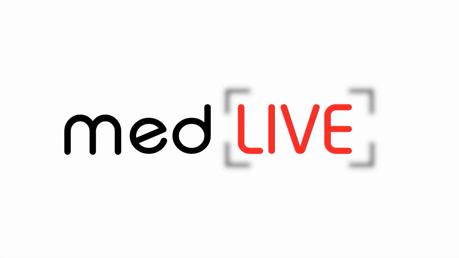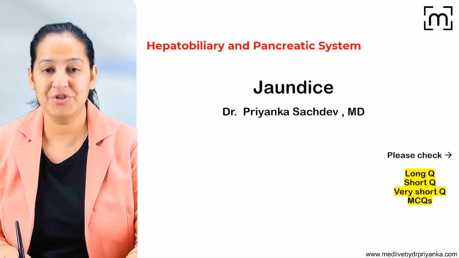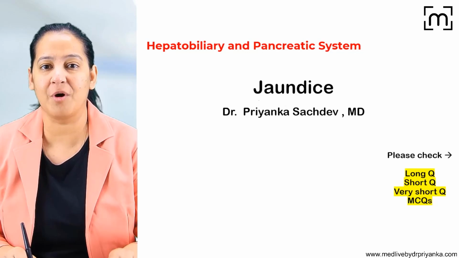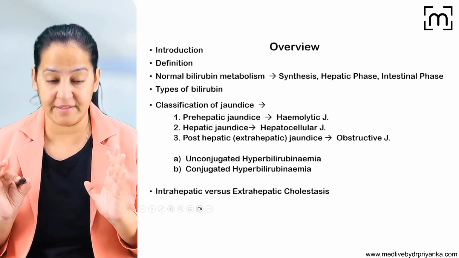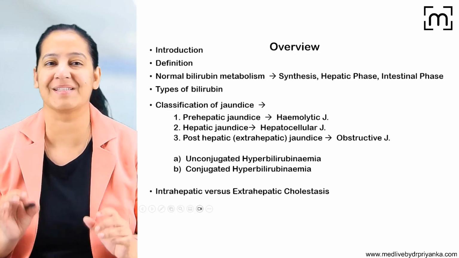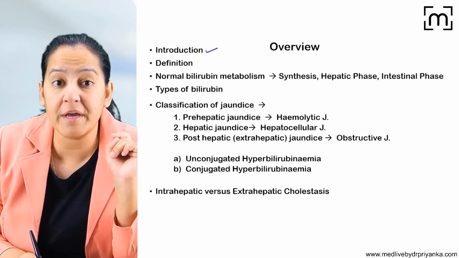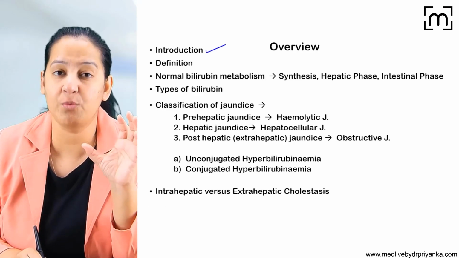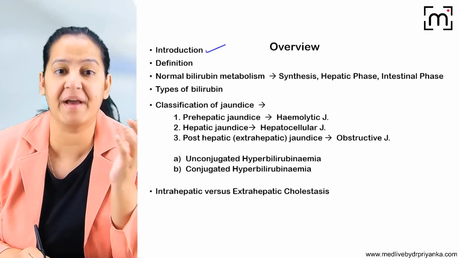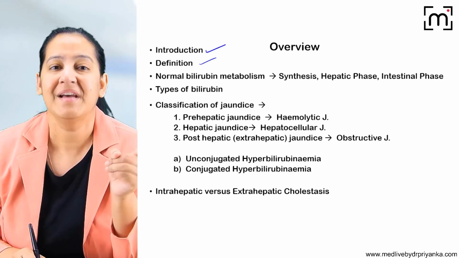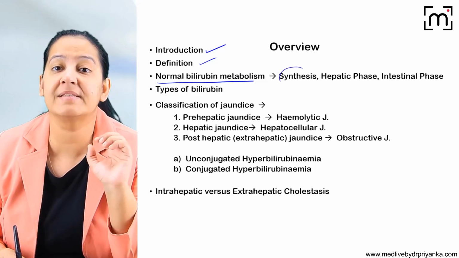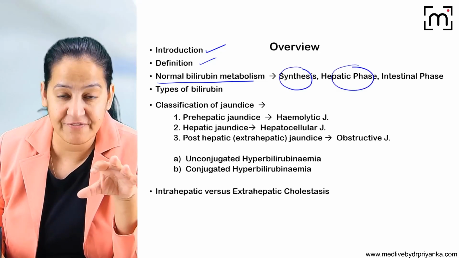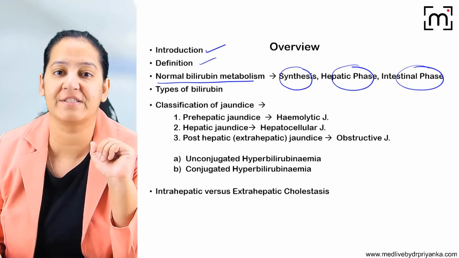So let's start the topic. Jaundice. Okay, so first of all, let me give you an overview of the headings under which I'm going to discuss this session. First of all, I will let you know the introduction. In the introduction, we will see what is jaundice, what is hyperbilirubinemia, then we will see the definition of jaundice. Then we will see the normal bilirubin metabolism, how bilirubin is synthesized, what is the hepatic phase of bilirubin, what is the intestinal phase of bilirubin.